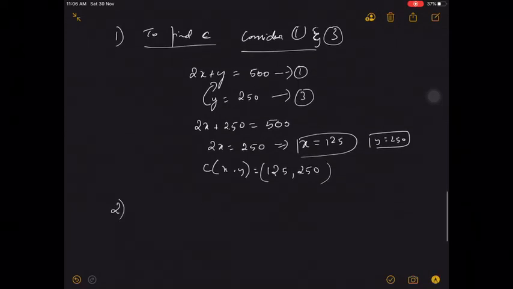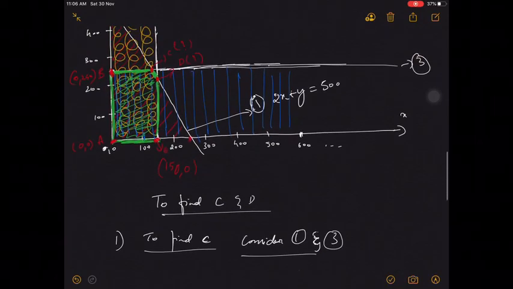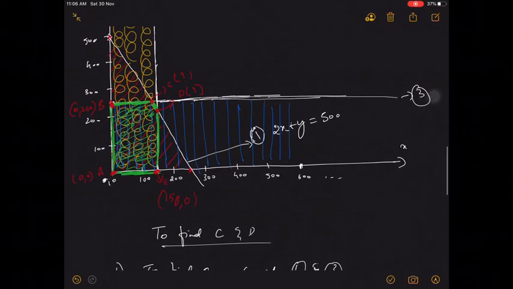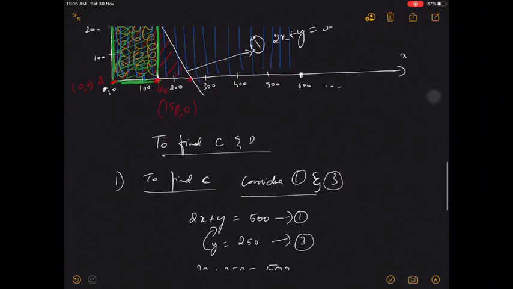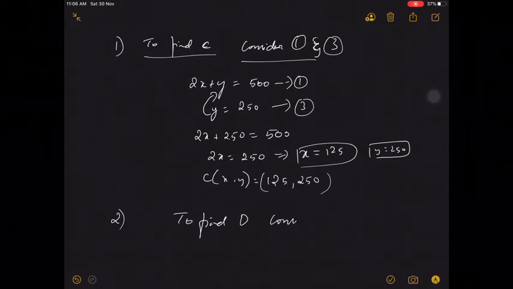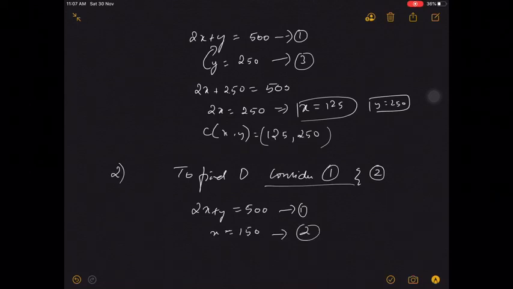Now the second one is to find the point D. If you look at the graph, point D is nothing but the intersection of line 1 and line 2. So consider line 1 and line 2 because it is the intersection of line 1 and line 2. Here line 1 is the same equation, 2x plus y is equal to 500. So we consider line 2, that is x is equal to 150. We solve this by using the simultaneous method and find the values of x and y.